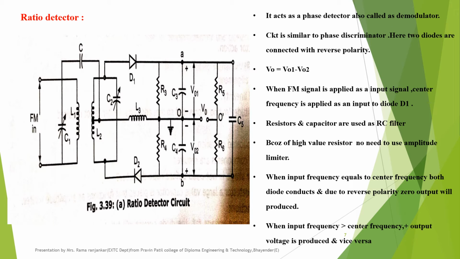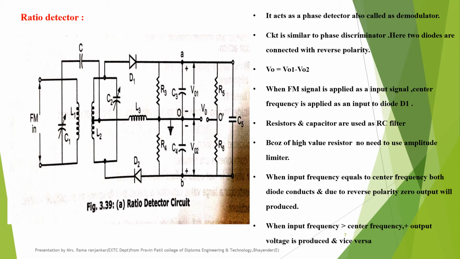Let's see the demodulator circuit. So there are again two methods. One is the ratio detector and the other is the use of PLL as a demodulator. First let's see the ratio detector. It acts as a phase detector, also called a demodulator. This circuit is similar to the phase discriminator. Here two diodes are connected with reverse polarity to each other.